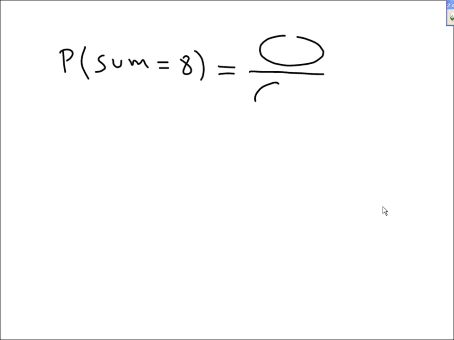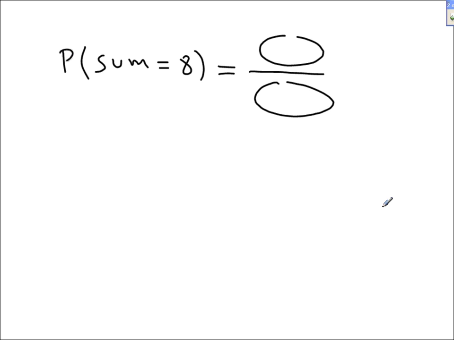What about the probability the sum of 2 dice is 8? If you toss 2 dice, what's the probability that their sum will equal 8? The probability that the sum is equal to 8. Well, it's the favorable outcomes divided by the total number of outcomes.